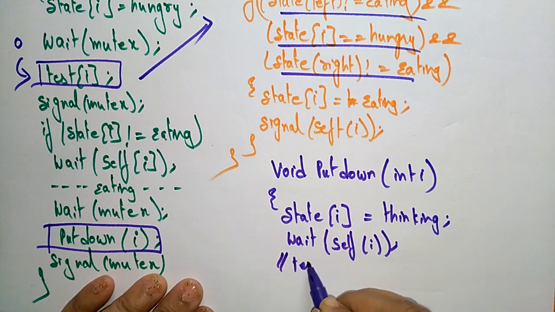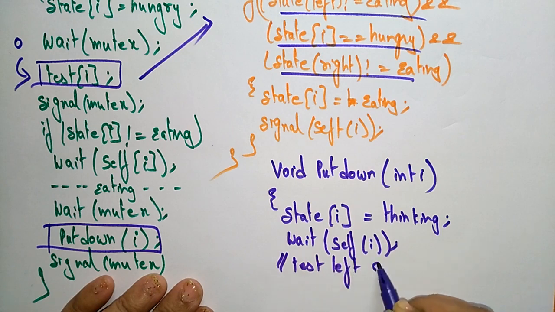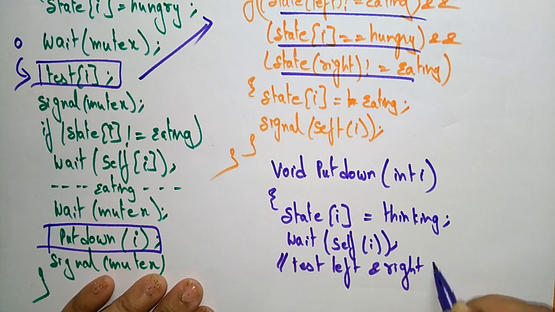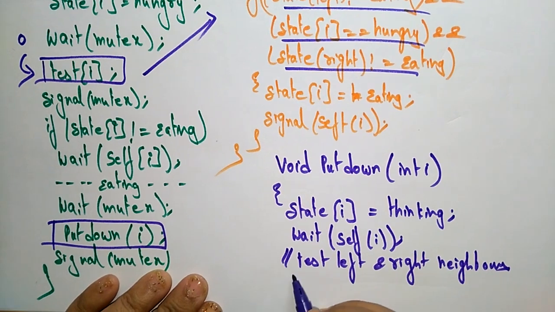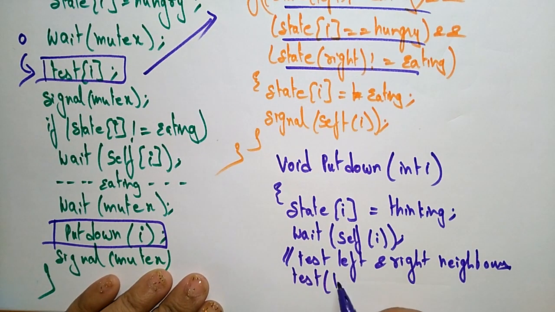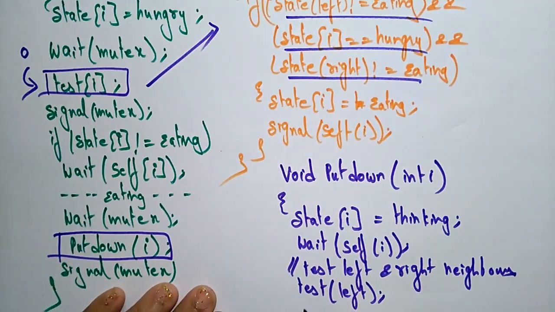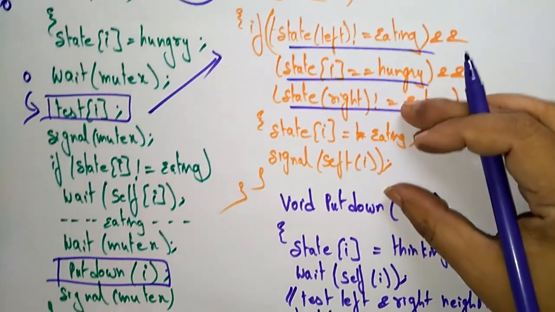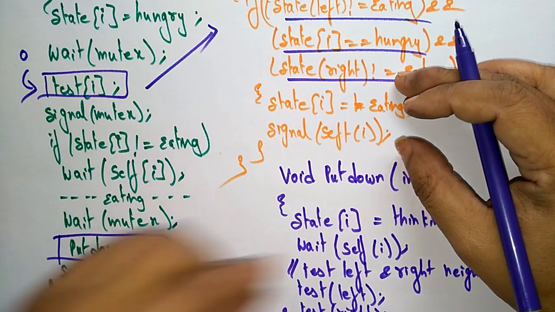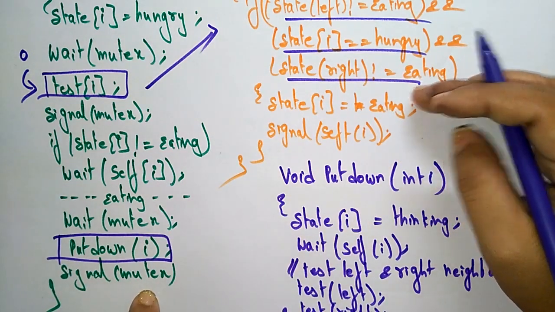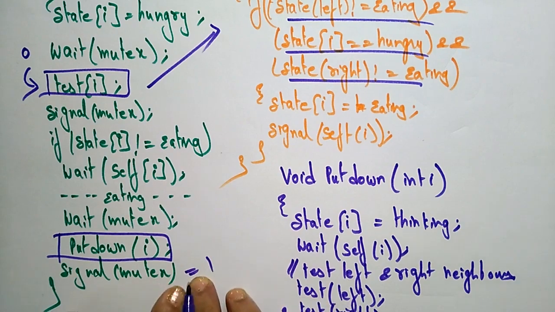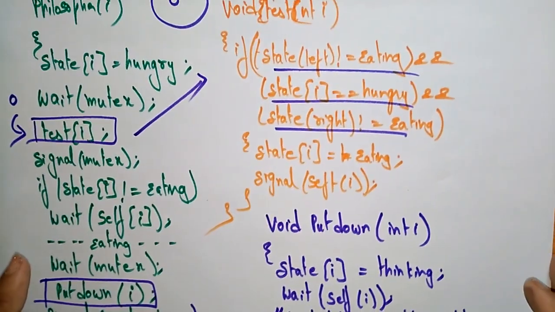Now I have to test left and right neighbors, whether they are free, that is, whether they have completed or not. Now I call test(left). Again I have to execute these statements, and then test(right), to check whether the left and right are completed or not. Whenever those are completed, then I can put down, then I call signal(mutex), meaning I am incrementing the value, so the next philosopher can continue with eating.